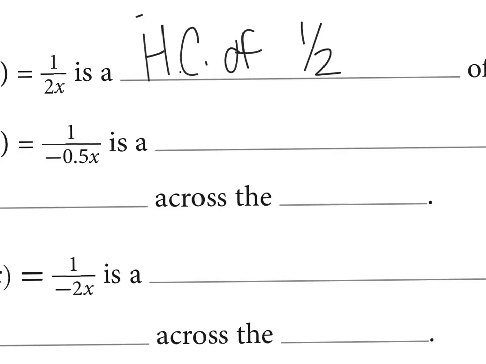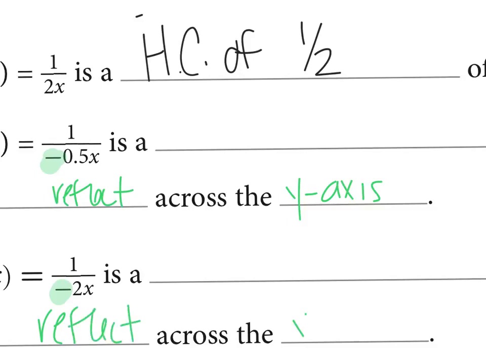Okay, what happens when you throw a negative sign in there? Whenever you throw that negative sign in, that reflects over the y-axis. So that's going to be true for both of the last two. And I'm not going to fill in the stretches and compressions on those last two because I think you can figure that out. It's the same as the first two. You just go back and look at the first two. They're the same thing.